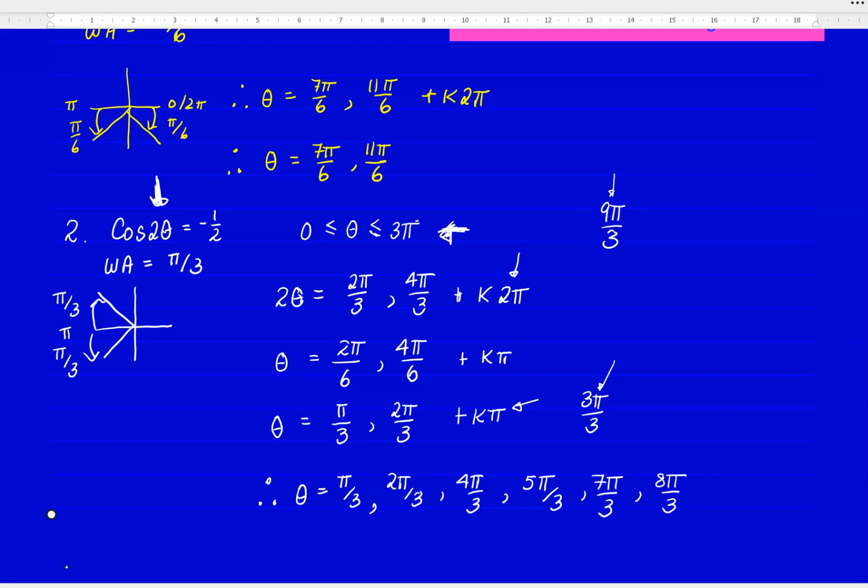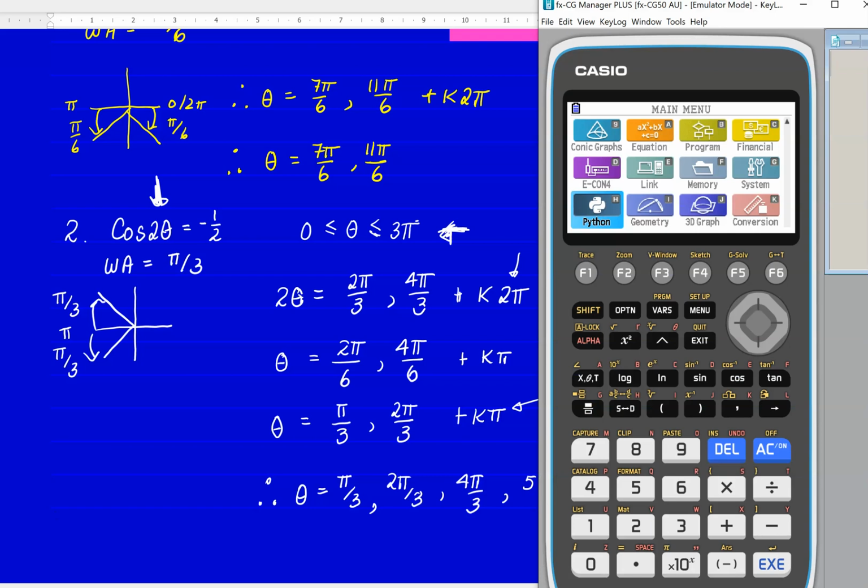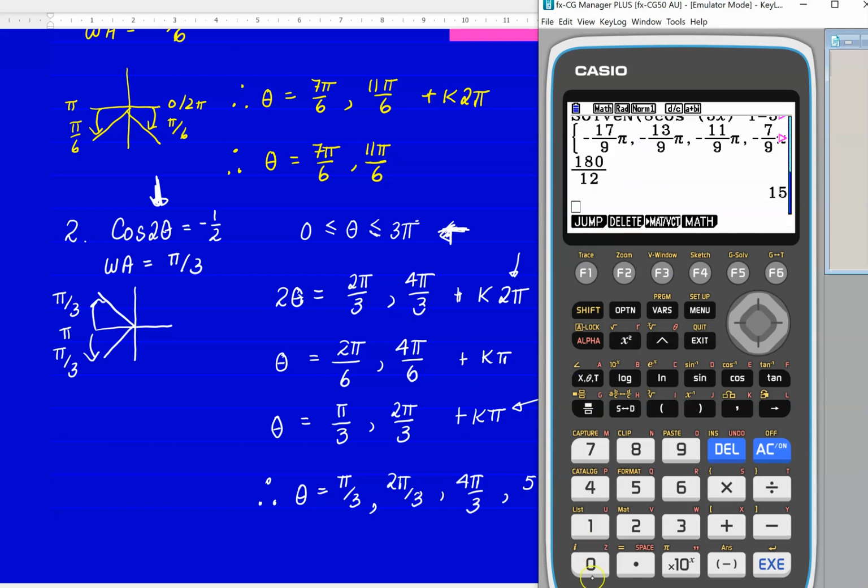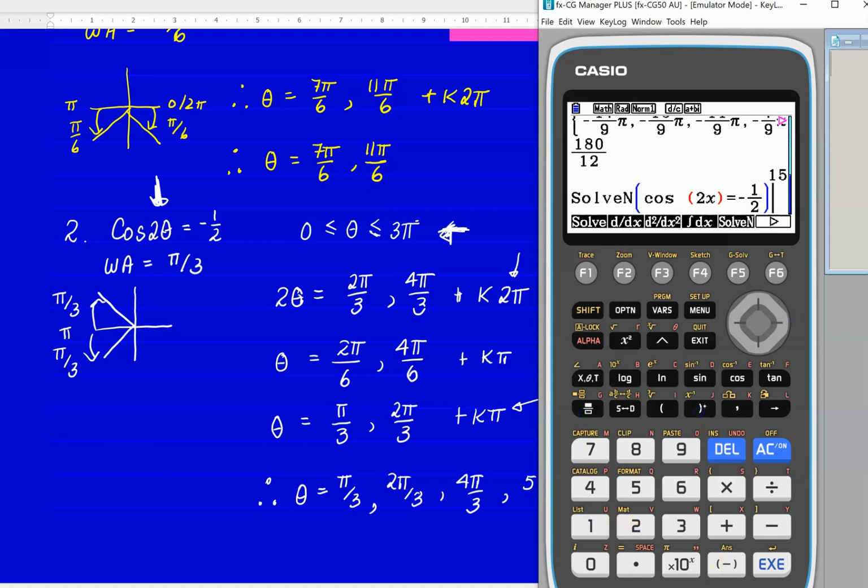Just a reminder, how can we show this on our calculator? So we go into normal run mode. We want to go options. We're going to go calc. We're going to solve n, and we type in our equation. So cos 2x equals minus 1/2. Close my bracket.